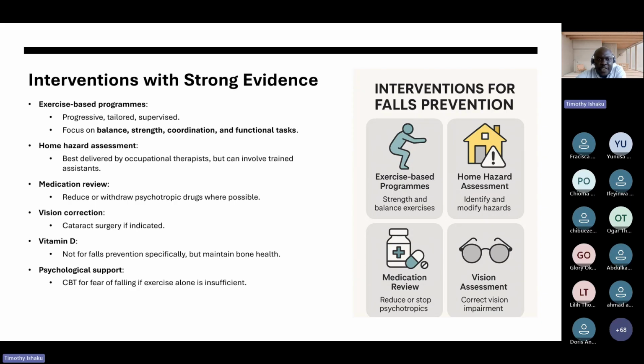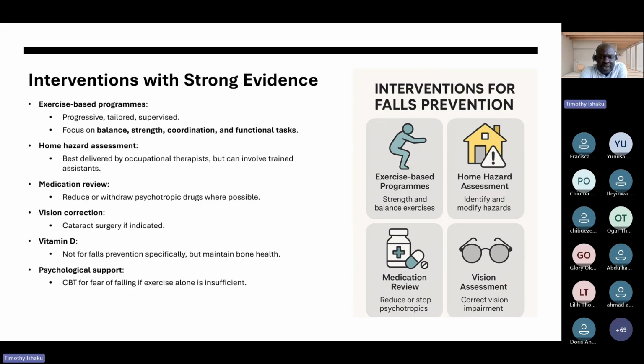So talking about interventions, the NICE guideline is what we consider, but again, all of us, what we'll be looking at in the afternoon is how we can use the intervention. It doesn't have to be NICE guideline really, but there is strong evidence that exercise-based programs are the most important component of preventing falls, or falls prevention.